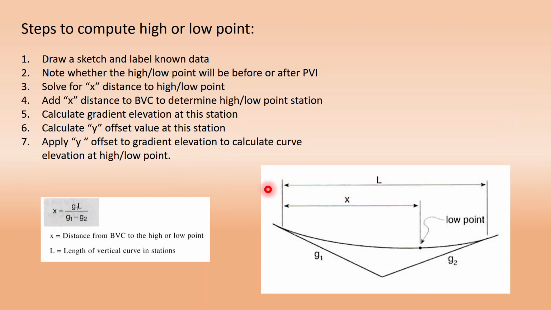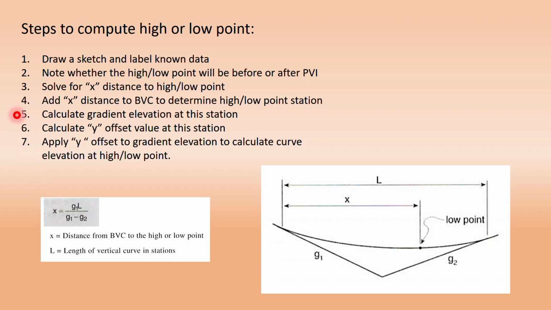So the steps to compute a high or low point are: 1, draw a sketch and label what you know. Right, you're probably given your PVI elevations and/or your gradient elevations. So draw it out, sketch it, and then once you've sketched it, you can visually note where that high or low point is going to occur with respect to your PVI. Is it going to be pulled towards the beginning, or is it going to be pushed beyond or after the PVI, towards the end of the curve? Okay. Next, you solve for that x distance, where x is what we just looked at.